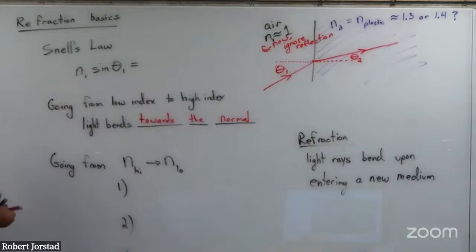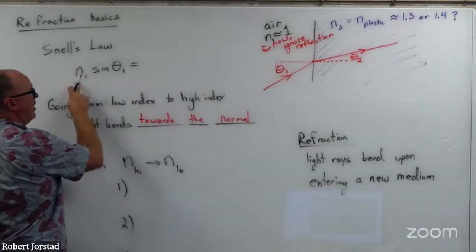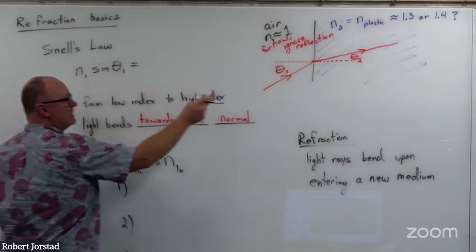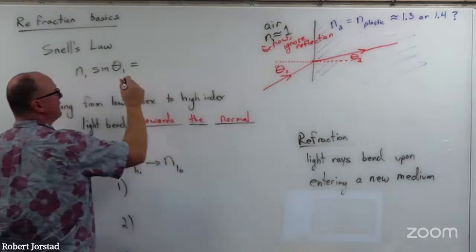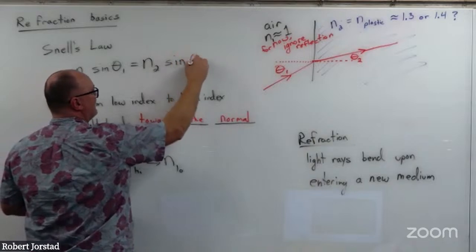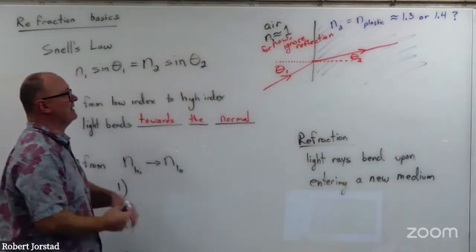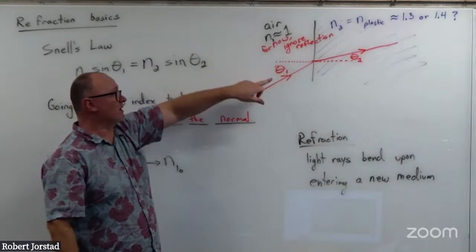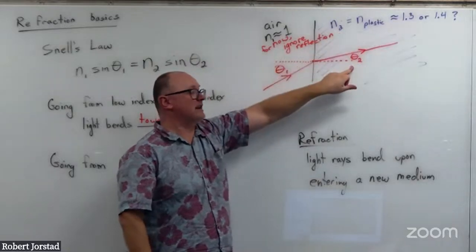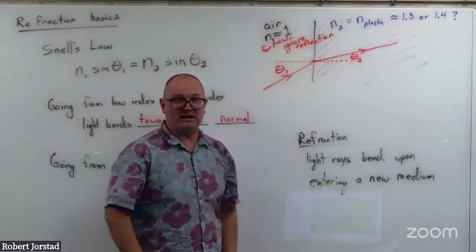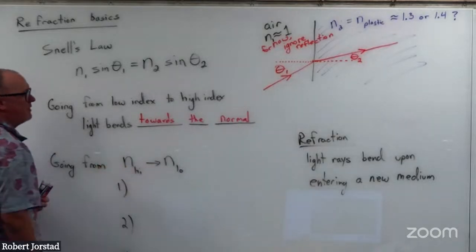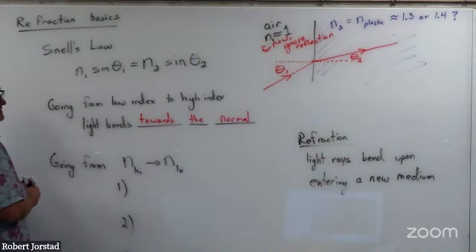So in this case, Snell's law says that n1, the index of refraction of the first medium, times sine theta 1, the angle to the normal of the surface on the one medium side, is equal to n2 sine theta 2. I think the picture is easier to understand. n1, the medium here with that angle to the normal, and n2, the new medium, and theta 2, the angle to the normal in the new medium. So that's Snell's law.